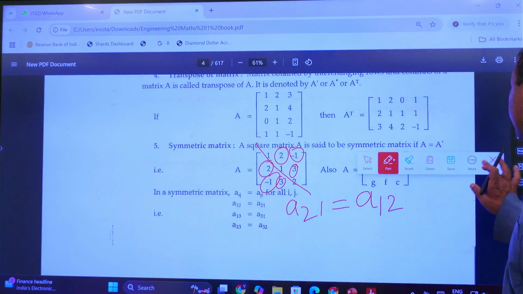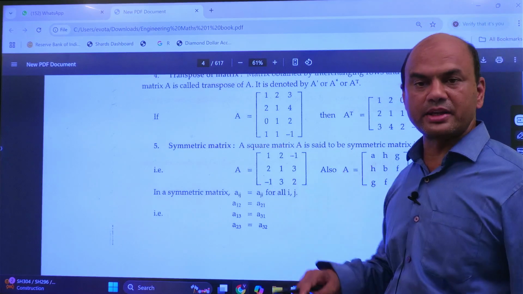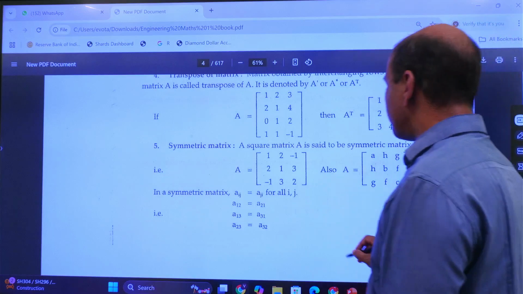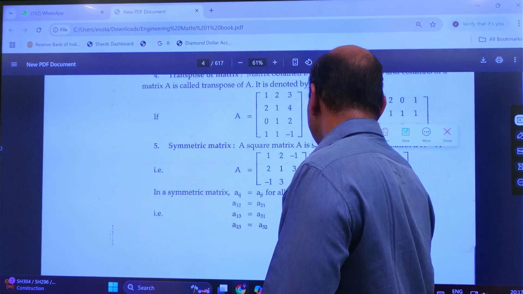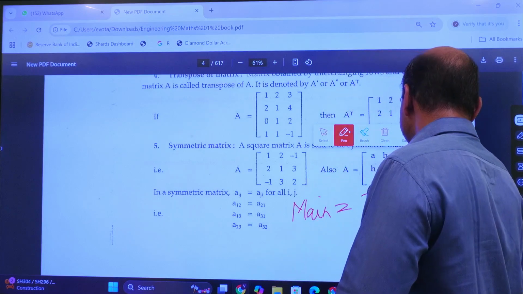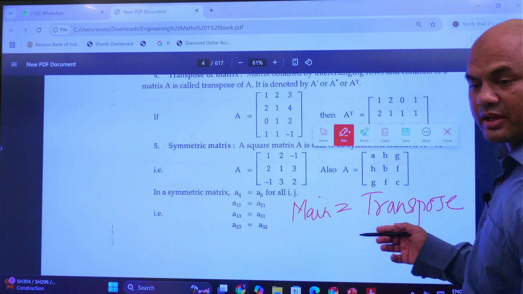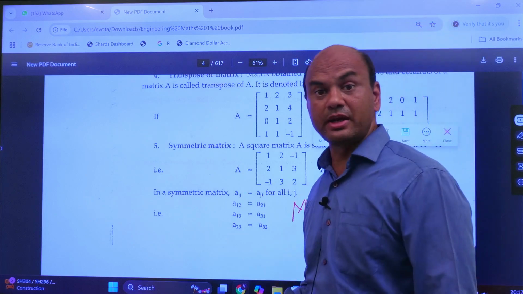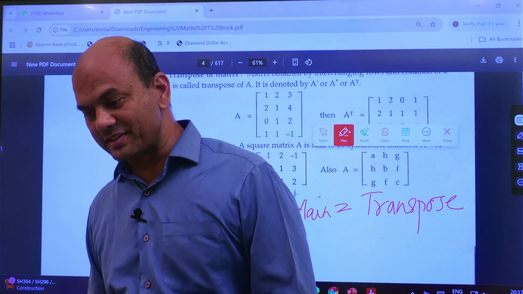So when you have this, it is called a symmetric matrix. It means your matrix equals its transpose. Keep it very simple: your main matrix equals its transpose. When you have this, at that time it is called a symmetric matrix. More on this later in the next lecture. Enough.